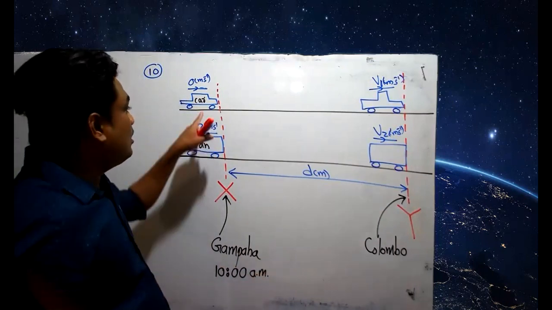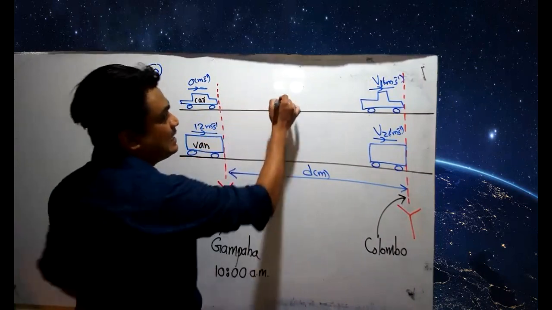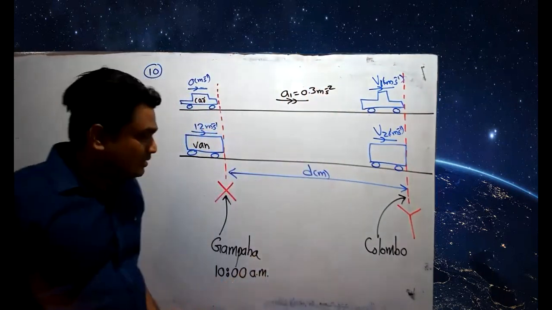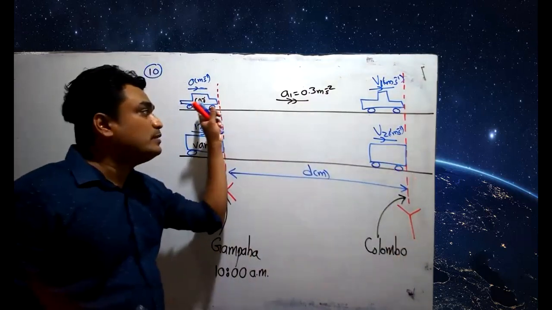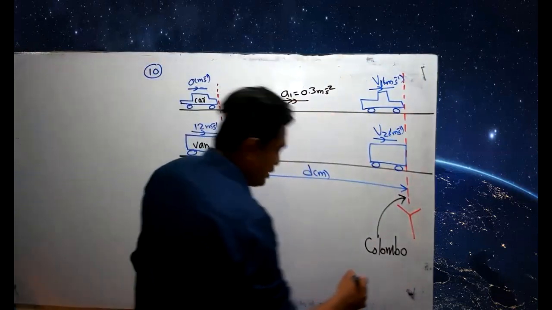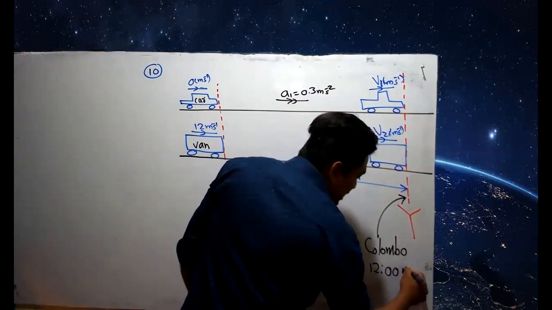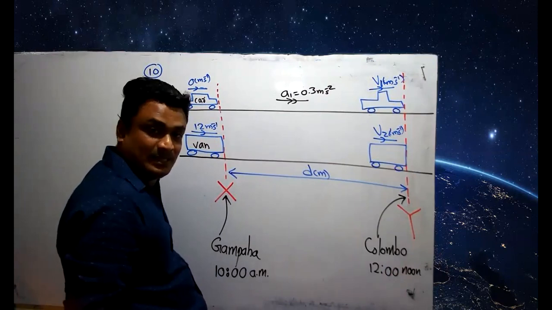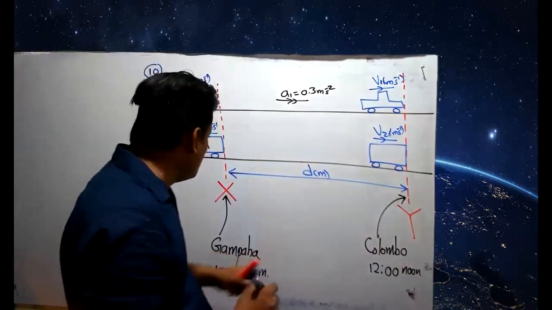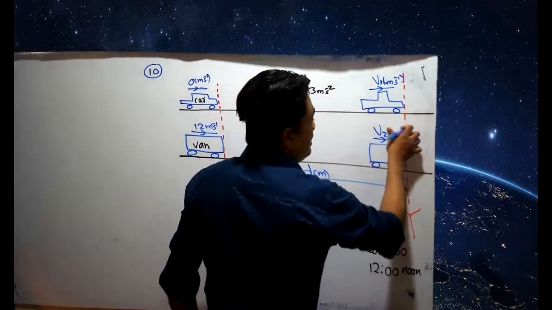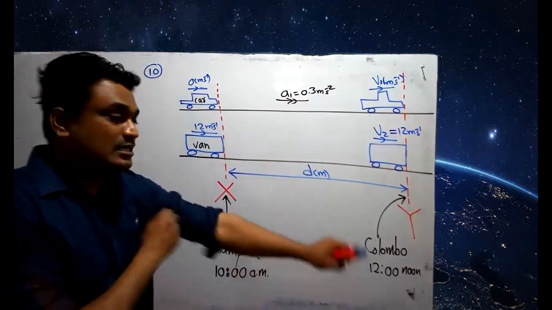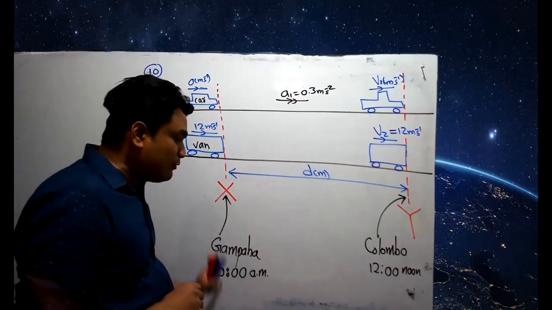Car starts at rest and it travels with a certain acceleration. Here, as I remember, the acceleration is given as 0.3 meter per square second. Van moves with constant velocity, car moves with constant acceleration. Both of them, the car and the van, reach Colombo at 12 noon. Clear? When they reach Colombo, the velocity of the car is V1 meter per second, velocity of the van V2, but we know that V2 is equal to 12 meter per second because the van moves with constant velocity.